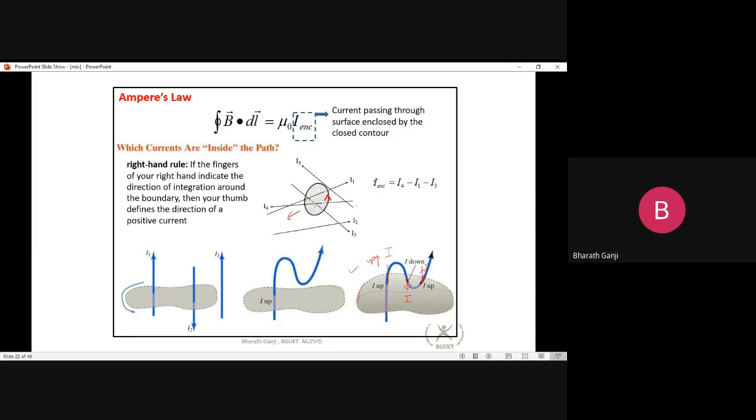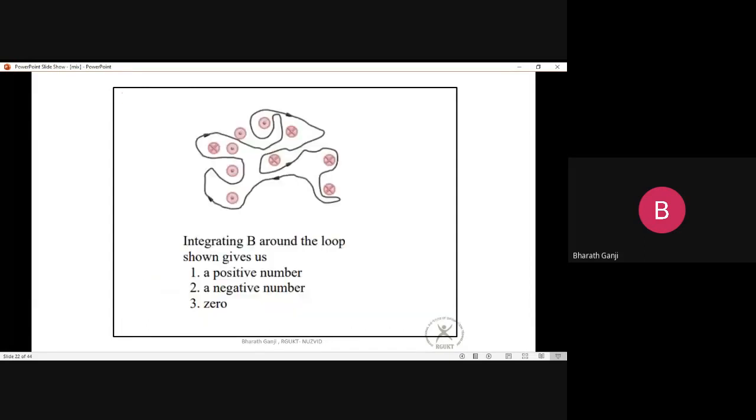But if I take the loop integration in the opposite direction like this, then your thumb will be pointing in this direction. So then your enclosed currents should be taken accordingly: minus I4 plus I1 plus I3. Right? So keeping this in mind, can you tell me what is the integral of b bar dot dl bar around the loop? Will it be a positive number or will it be a negative number? So let us imagine that all the currents are the same. Assuming all currents are equal, can you post your answer for this?